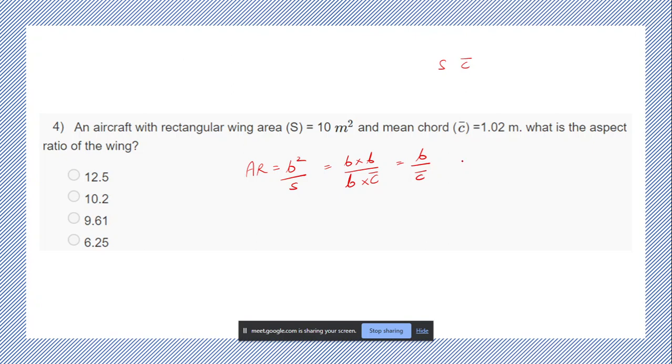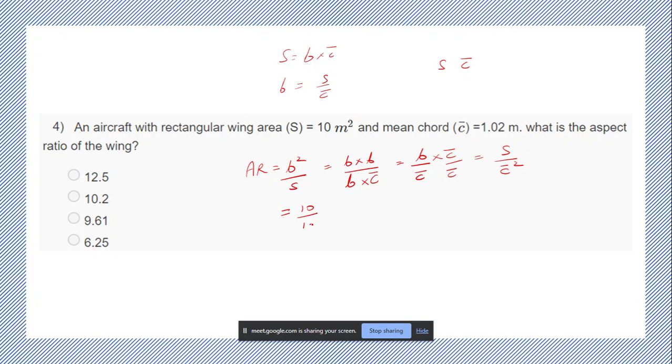Can you manipulate this term, this B by C bar, to come to an equation that involves S and C bar, because we don't have B? We can find out B directly, right? So S is B into C bar. B is given by S by C bar. So what you do here, you just multiply C bar, divide by C bar, and you get S by C bar square. Correct?